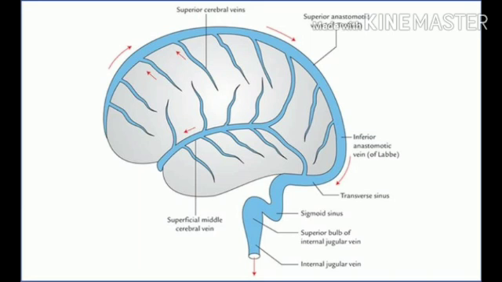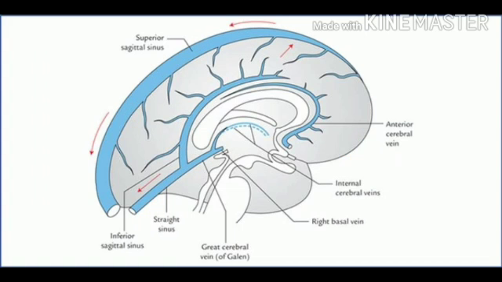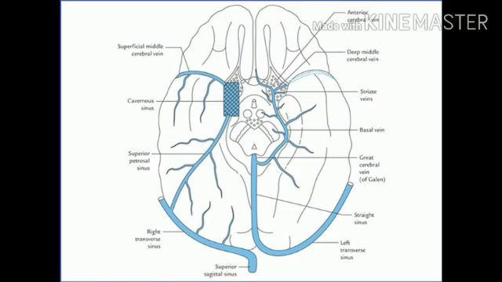Then there are other veins, that is the anterior cerebral vein, which accompanies the anterior cerebral artery around the corpus callosum and drains the parts of the medial surface. Then there is the basal vein of Rosenthal, which is formed at the base of the brain by the union of three veins, that is anterior cerebral, deep middle cerebral, and striate veins. The striate veins emerge from the anterior perforated substance. The basal vein runs posteriorly around the midbrain and then terminates into the great cerebral vein of Galen.